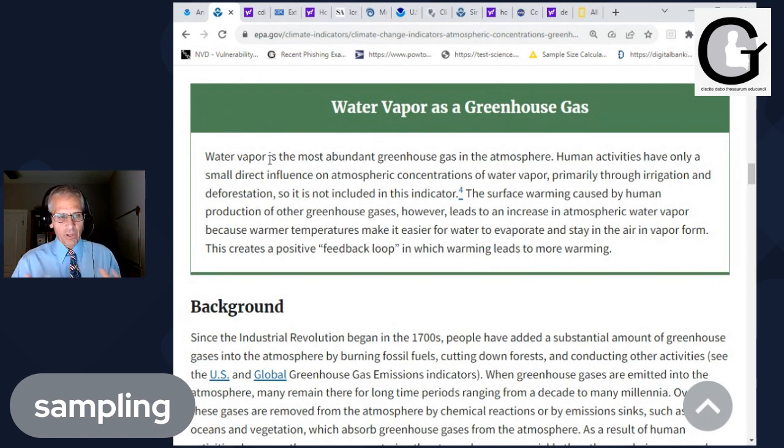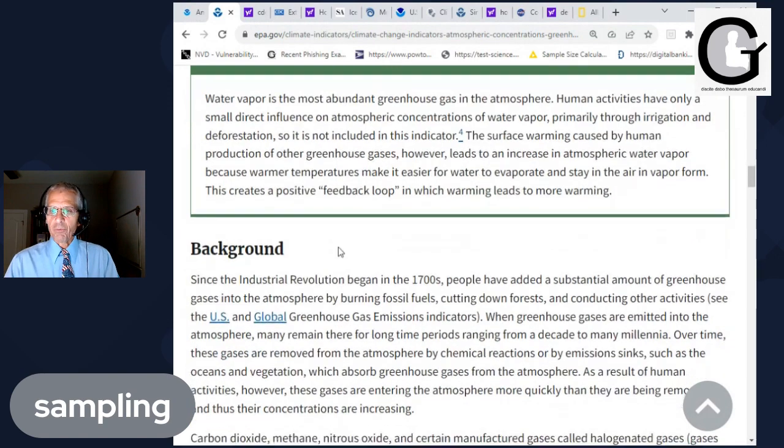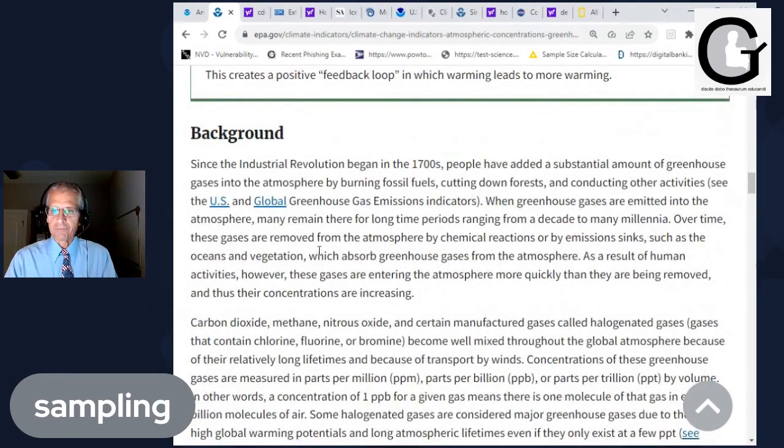Is anybody measuring water vapor? How does that water vapor work? So this is interesting. The water vapor is very important. Greenhouse, it allows rain and all that stuff.